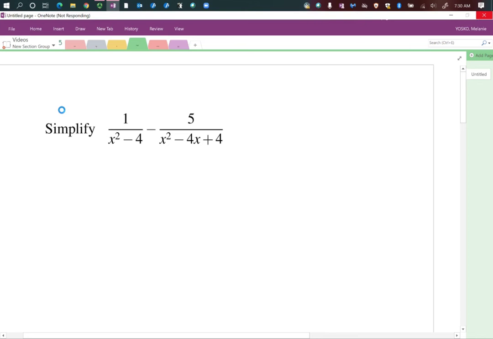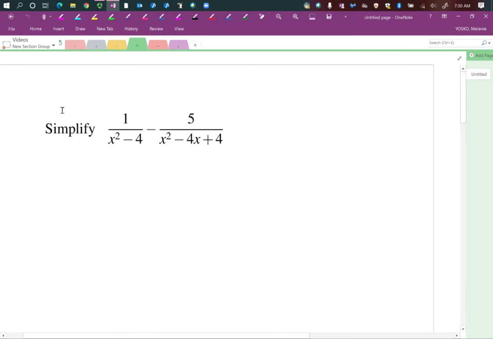Simplify. 1 over x squared minus 4 minus 5 over x squared minus 4x plus 4. So we have two fractions here. These are called rationals. If you have a fraction that is a polynomial divided by a polynomial, that is a rational. So we have two rationals. So we're going to combine them. Okay, so they're fractions, right?